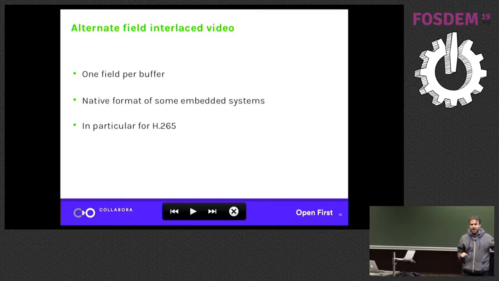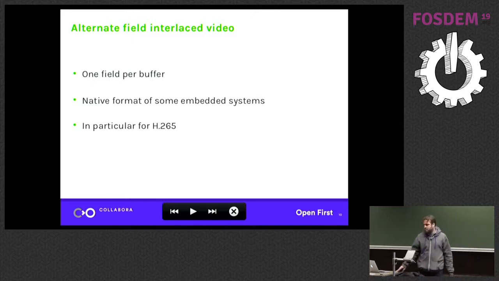Some hardware, NH265 actually, does it in a different way, where you have the fields separately in separate buffers at separate times. This allows for a bit lower latency, so you don't have to wait for both fields to have been captured to start processing the first one. And we've implemented this for GST-OMX and actually throughout the GStreamer framework.